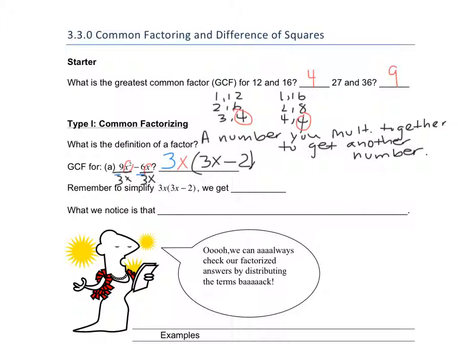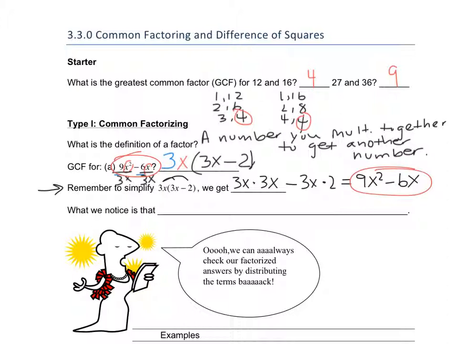Now remember, if we're going to simplify here in this next part, simplify means get rid of parentheses. To simplify, we just distribute back. So we have 3x times 3x, and don't forget to distribute to your next term. So minus 3x times 2, which gives us 9x squared minus 6x. And now here we are, back to what we started. So finding our greatest common factor and writing it in factored form and expanding it, or writing in expanded form, are inverses of each other. They're different forms of each other for the same expression.